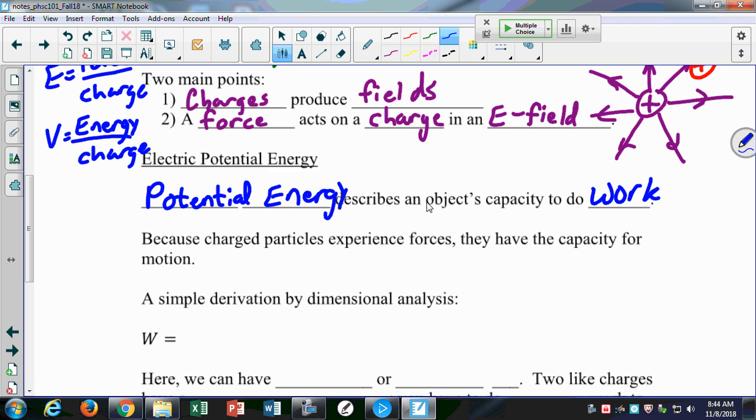So, because charged particles experience forces, they have the capacity for motion, right? If I have a positive particle here, and there are the field lines. All right, now let's do a negative particle. If I have a negative particle, the field lines are in, like that. If I put a positive particle out here, it will feel a motion towards that negative particle, opposite or along the field lines.